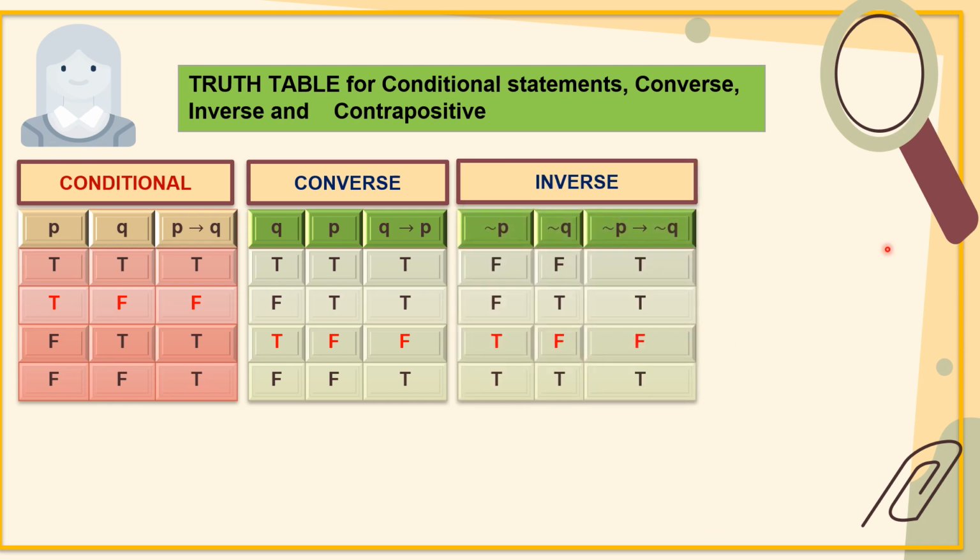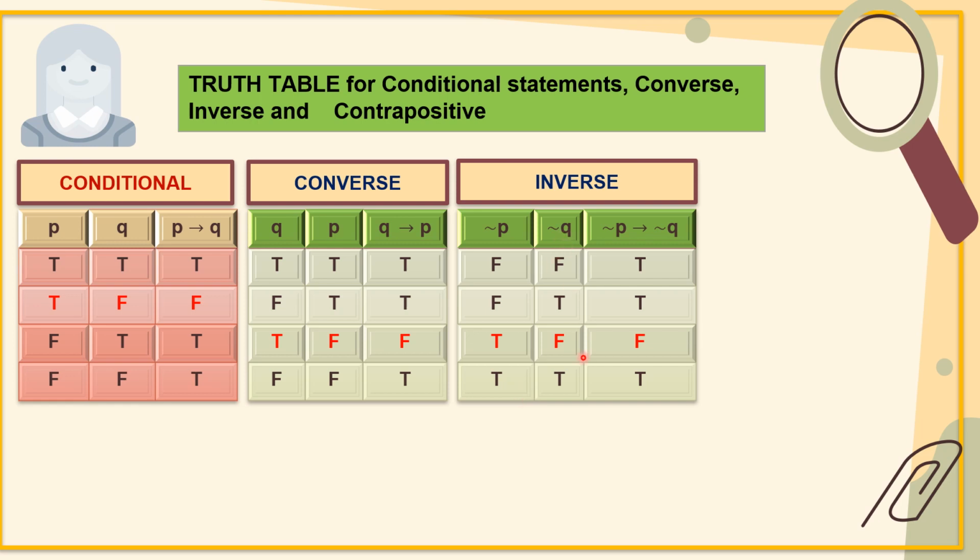Inverse. Okay, sa inverse naman, meron tayong not P implies not Q. Okay, naka-negate na po dito ang ating P at saka yung Q. So, dito, not P, kung ang ating P ay true, kapag not P po siya, magiging false. Kapag true, magiging false. Kasi naka-negate na. So, yung false natin, magiging true. Yung false natin, magiging true.